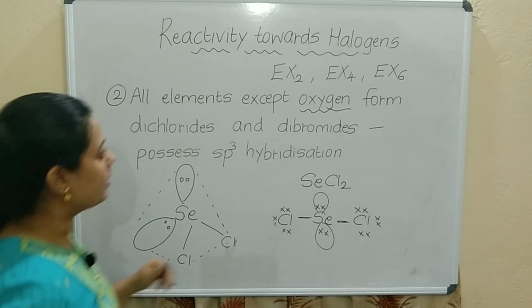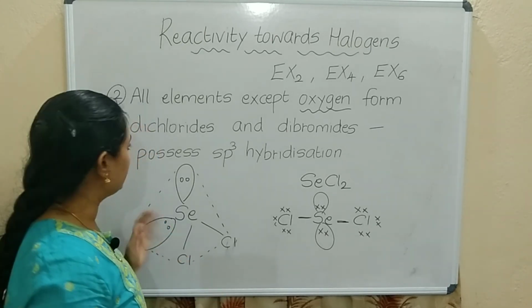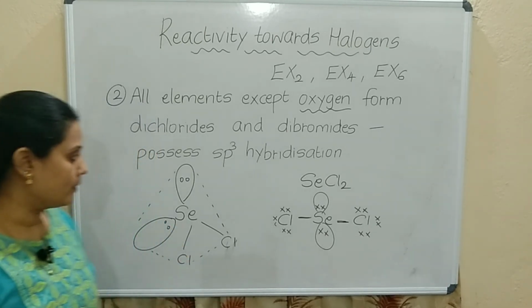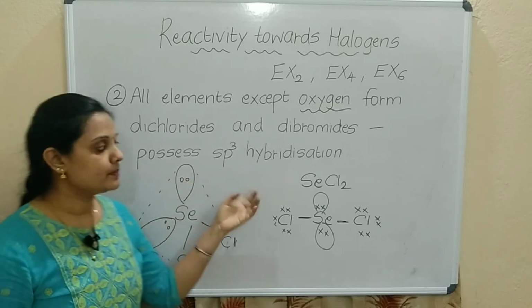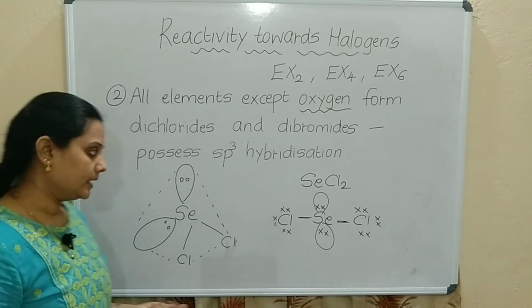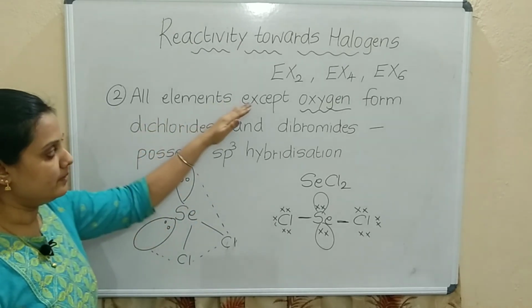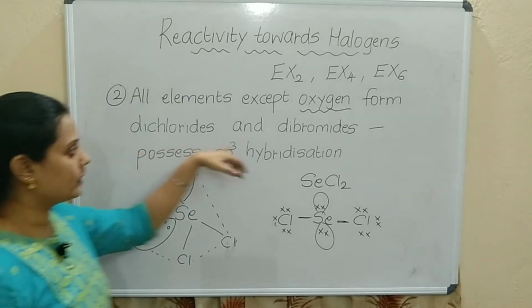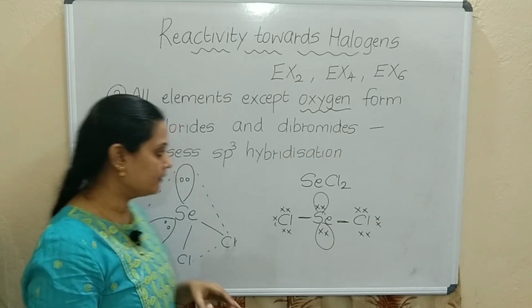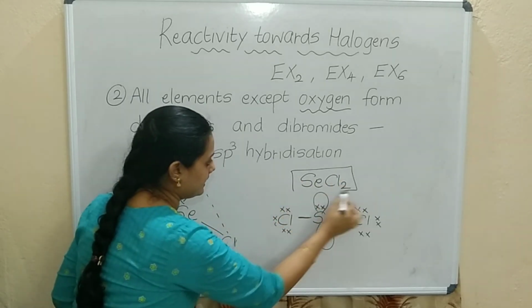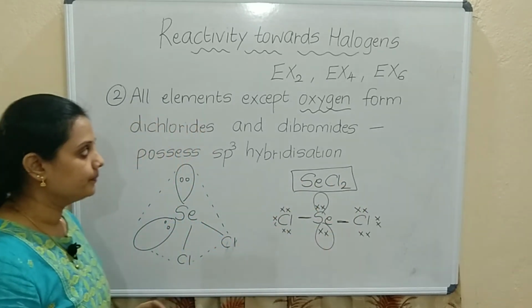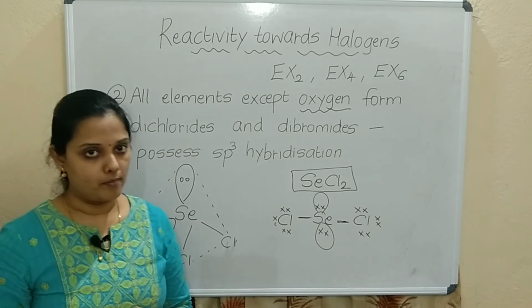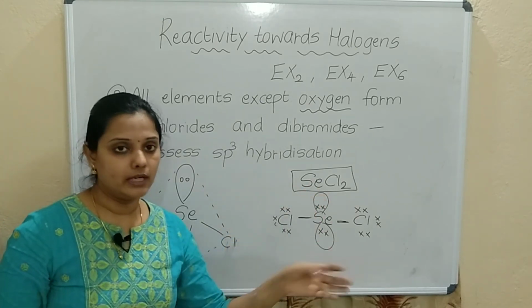Next point here, all the elements except oxygen form dichlorides and dibromides and they possess sp3 hybridization. Correct. So all the elements, that is sulfur, selenium, tellurium, will form dichlorides, dibromides of this form, right? SeCl2, SeBr2. But oxygen is not forming. Oxygen cannot combine with chlorine and bromine.